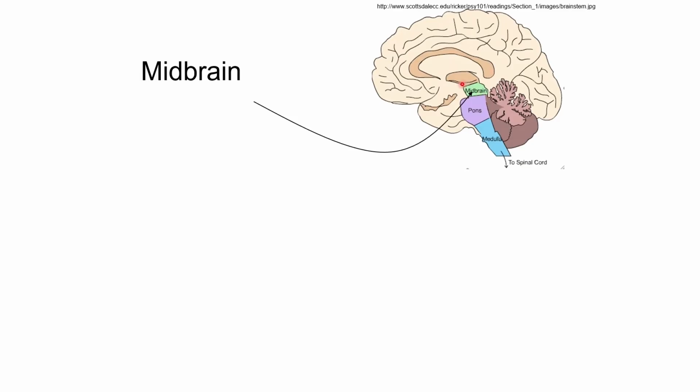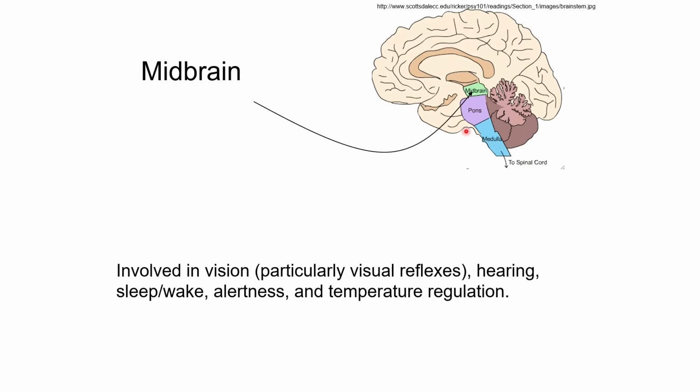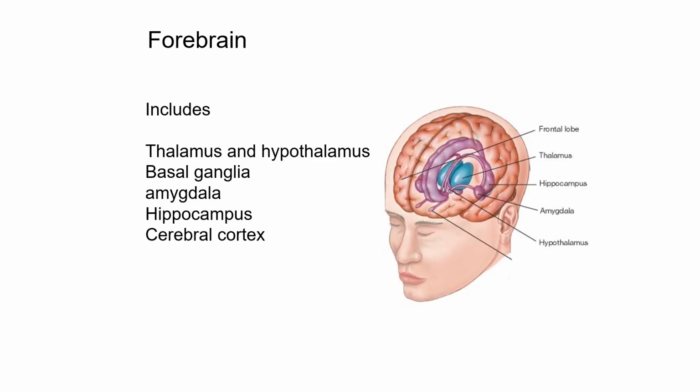Now let's look at the midbrain. So the midbrain is this small structure here in the middle of the brain. And like the pons and medulla, the midbrain is also involved in some very basic functions of the body. Functions that are mostly involuntary, like visual reflexes or hearing or the control of sleep-wake cycle, maintaining alertness in the body and maintaining temperature in the body. So these are basic functions that are conserved across a variety of animals, and the midbrain is also a structure that is highly conserved across animals.